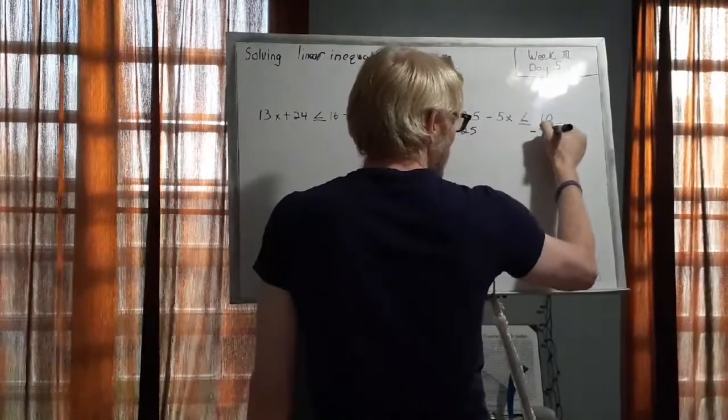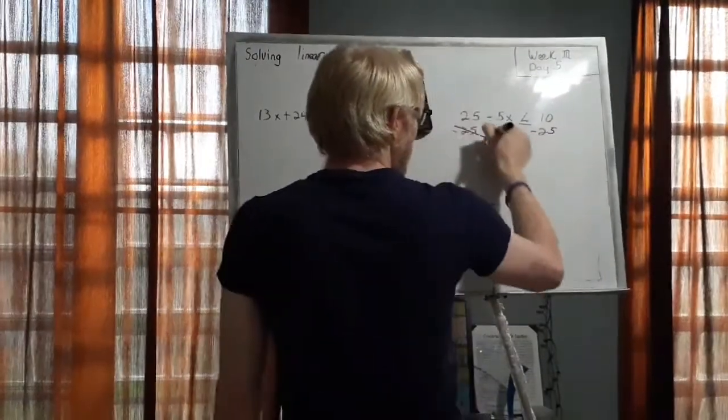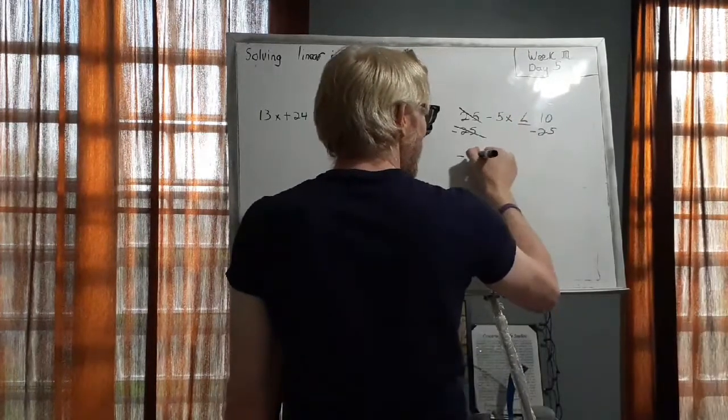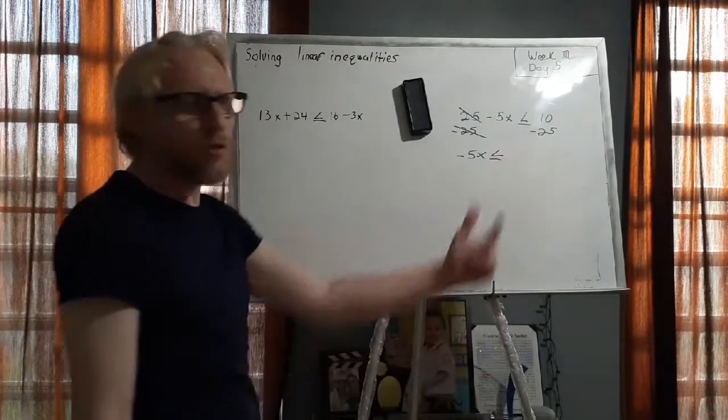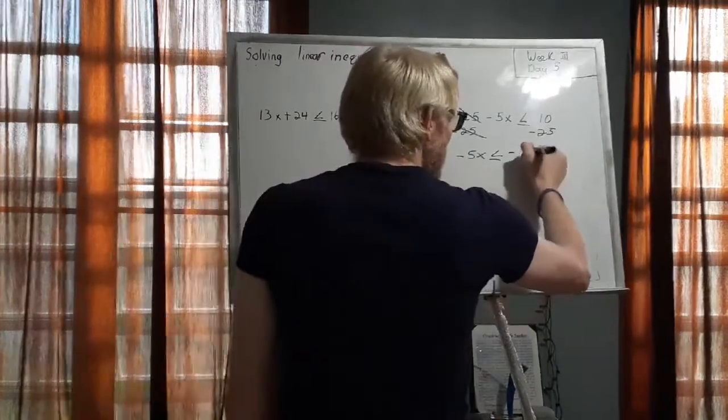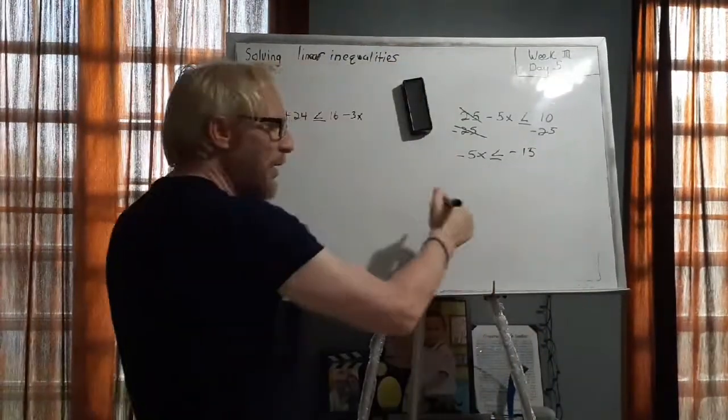Well, I'm going to get rid of the 25. That's the first thing I'm going to do, right? And what I'm going to do is subtract 25 on both sides, and this is going to cancel out. I bring down the negative 5x less than or equal to, and I subtract 10 minus 25, which is negative 15. And then I'm going to divide by negative 5.